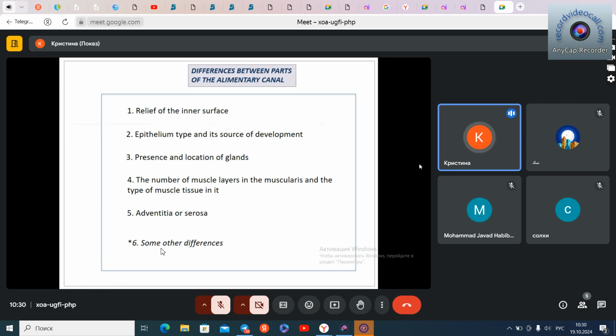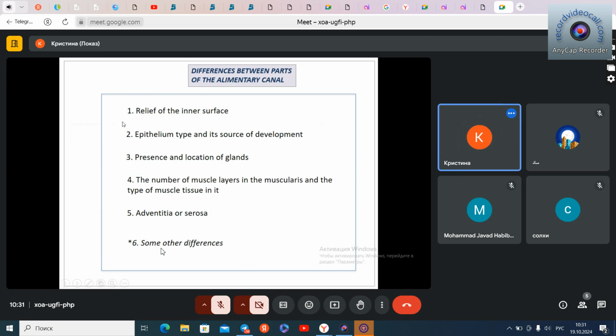The differences between parts of the alimentary canal or gastrointestinal tract are those: the relief of the inner surface. Relief means the shape of the surface. The surface can be flat or it can form some evaginations or invaginations.